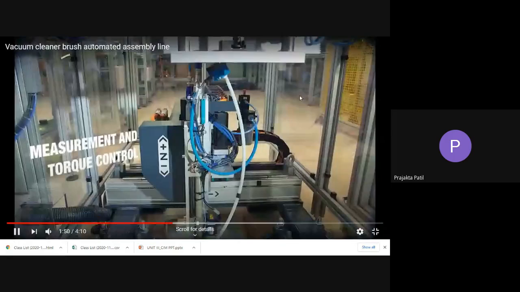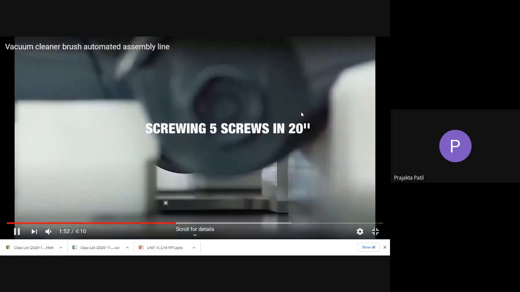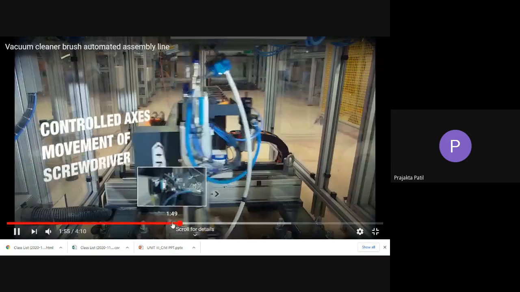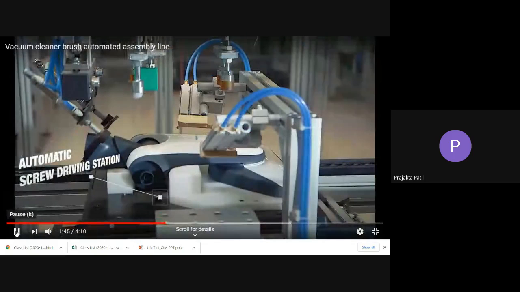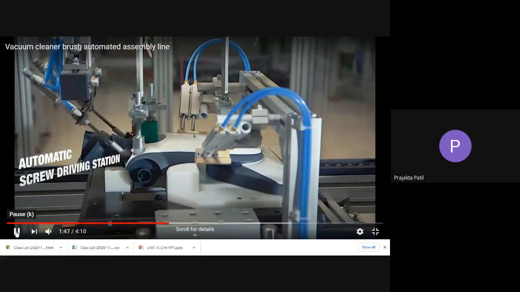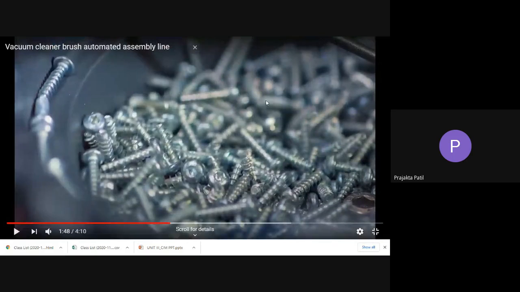Here you see a hopper. See, this is a hopper. A hopper and a part feeder. So this is a hopper which is going to have all the components in it. And can you see this path that is there? This is a part feeder.